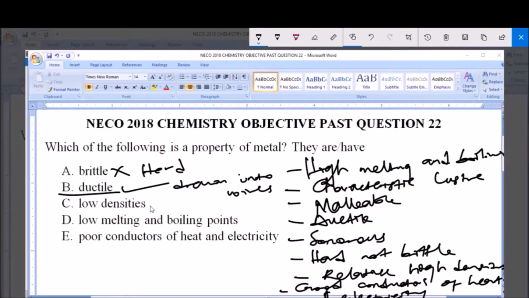Then C says low densities. No, metals have high densities. D says low melting and boiling points, which is wrong. Metals have high melting and boiling points. And E says poor conductors of heat and electricity, which is wrong. Metals are good conductors of heat and electricity. So the answer to this question is option B. This is the only property of metal stated in these options.